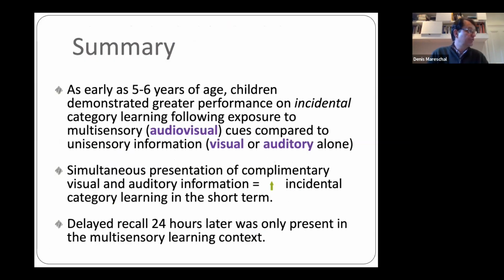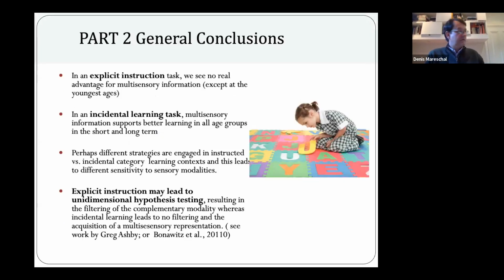Okay, so to start to wrap things up, what we have found here is that as early as 5 to 6 years of age, children demonstrate greater performance on incidental category learning when exposed to multisensory information as opposed to visual or auditory information. And it also improved their retention, not just immediately, but 24 hours later as well. Okay, so lots of fast talking. What are the conclusions that we can take away from this work and its relevance to the active learning workshop? First of all, in the explicit instruction task, we see no real advantage for multisensory information, except maybe at the youngest age group. That's when they're directed on what task they should be doing.